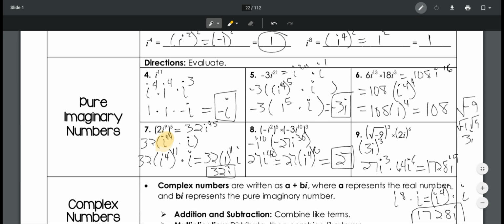I hope this kind of helps with your review of imaginary units. The next lesson will be talking about complex numbers and the operations that deal with complex numbers and imaginary units.